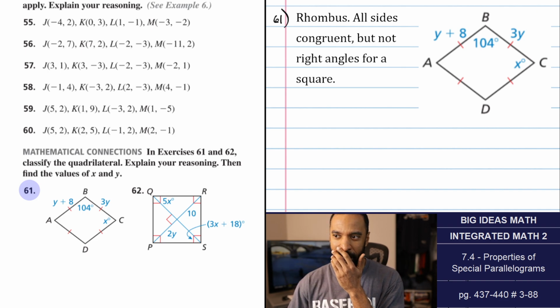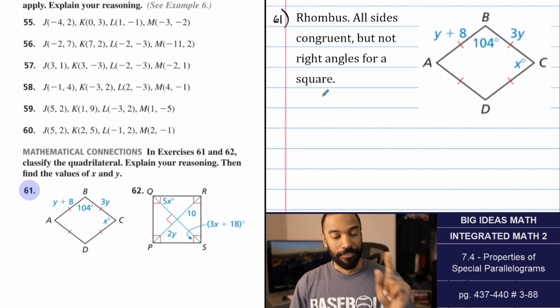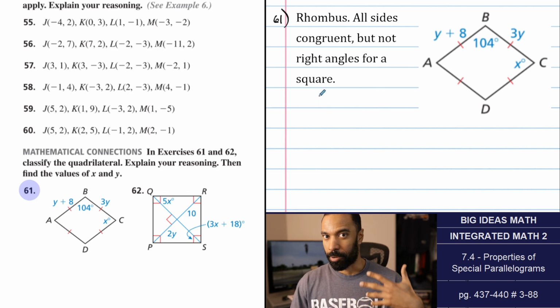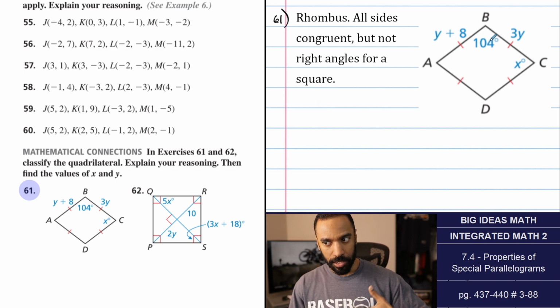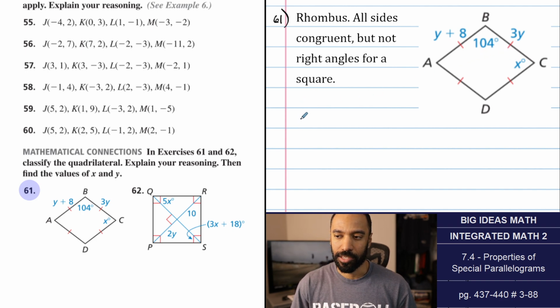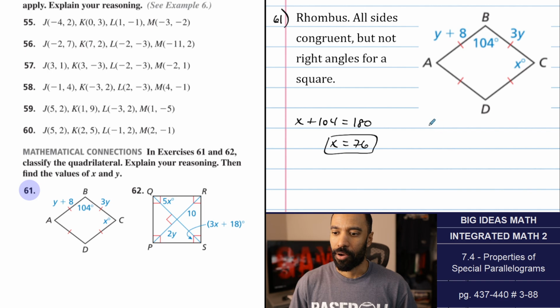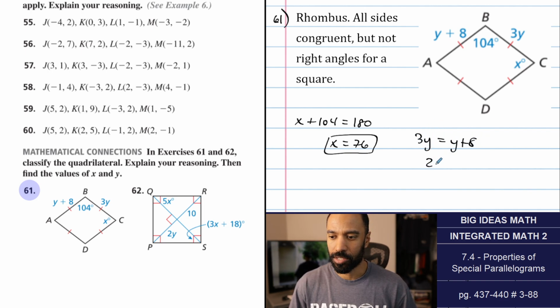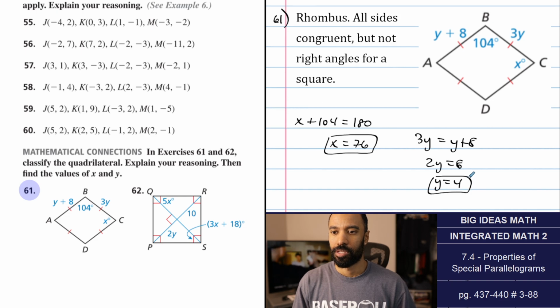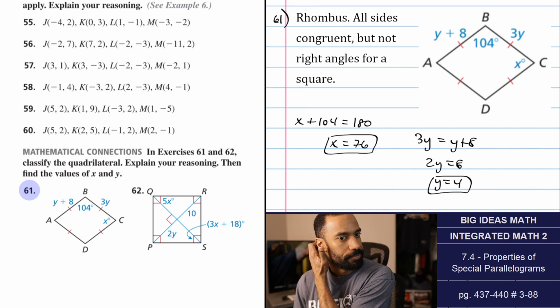So let's find x. Now, if it's a rhombus, it is a parallelogram, and a parallelogram has consecutive angles supplementary. So x and 104 add to 180. So x is 76. Now, in a rhombus, all sides are congruent, also as marked. 3y is y plus 8. Subtract y and divide by 4. So there's that, number 61.